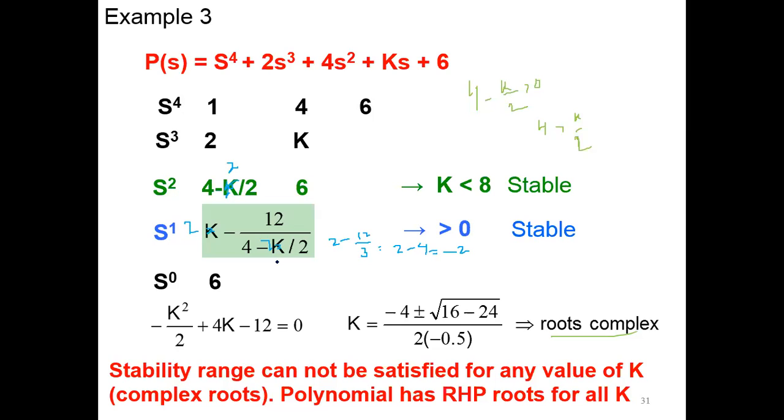So the Routh table can also give us the range of stability for any unknown parameter.